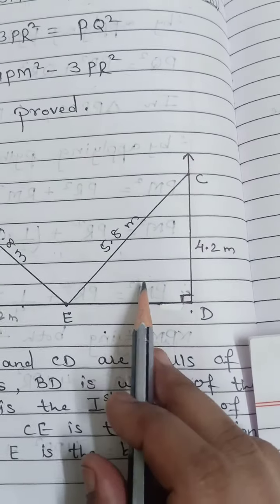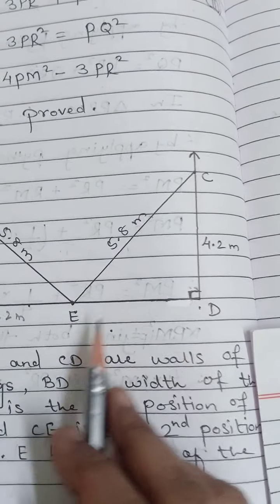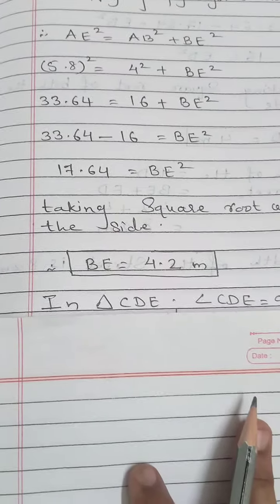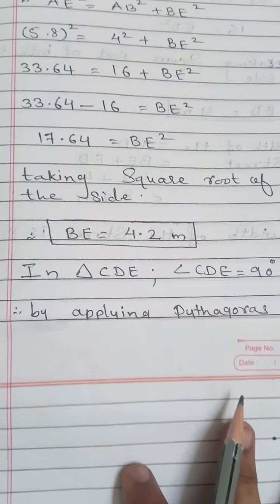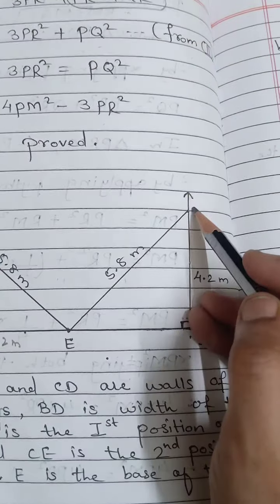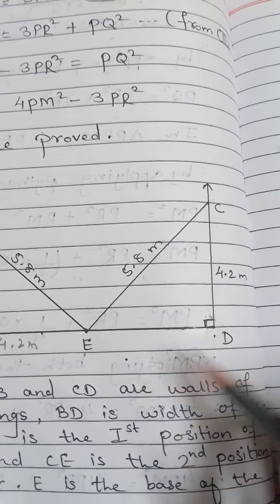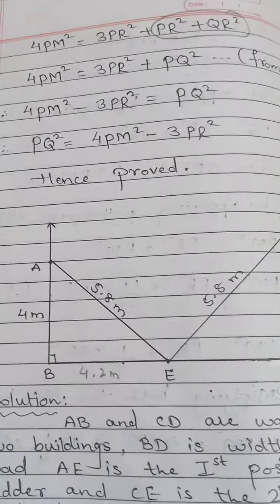In the same way we have to apply the Pythagoras theorem here also. In triangle CDE, angle D, that is angle CDE, is 90 degrees. Therefore we can apply the Pythagoras theorem. Now see here, the hypotenuse is CE. So CE square is equal to CD square plus ED square. So we will take that only. CE square is equal to CD square plus ED square.